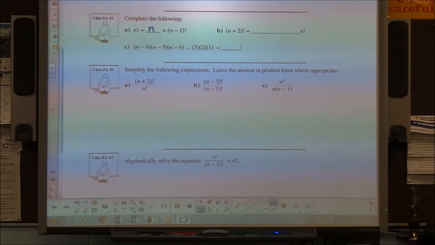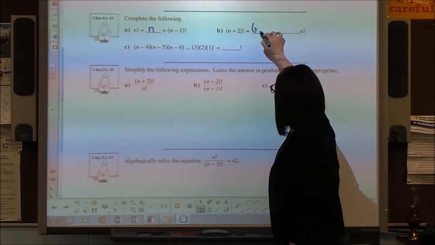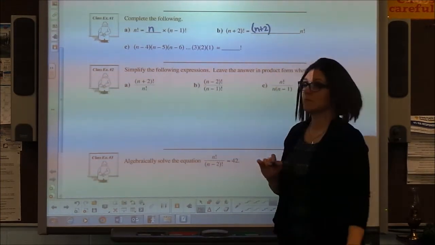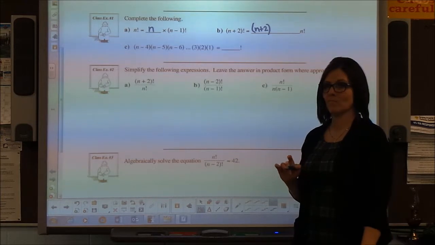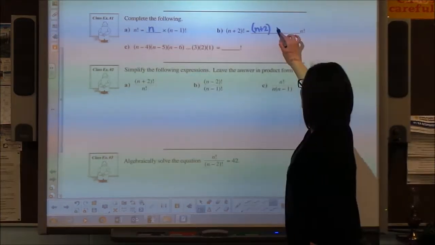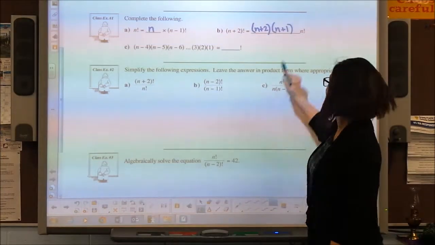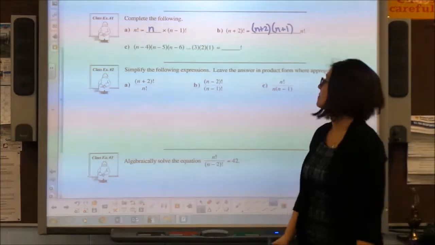Now if I have n plus 2, that means it's n plus 2 times what? What's 1 less than n plus 2? N plus 1. And 1 less than n plus 1 is n, and then I'm at n factorial.